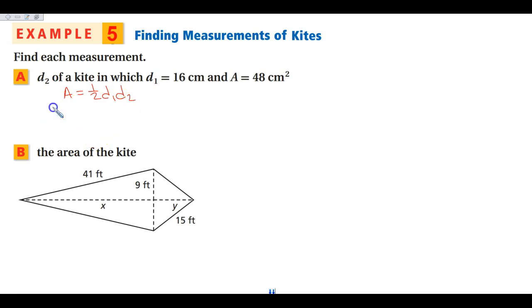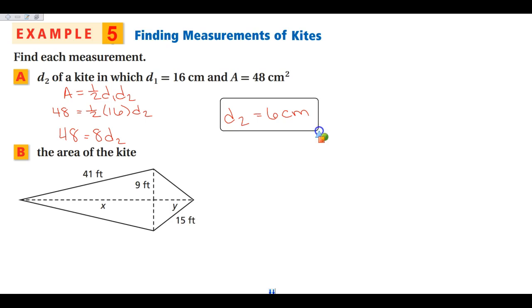We're told my area is 48 centimeters squared times 1/2 diagonal 1 is 16 times diagonal 2. So 1/2 times 16 is 8. So this is going to be 8 times diagonal 2. And when we divide both sides by 8, I am going to get that my second diagonal has a length of 6, and my unit is centimeters. So it is 6 centimeters. It is a length, not an area. So it is centimeters, not centimeters squared.